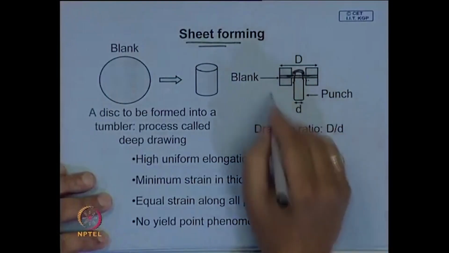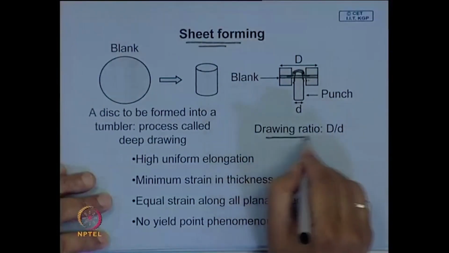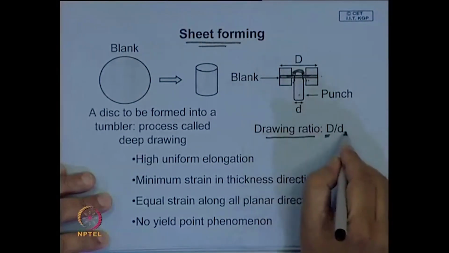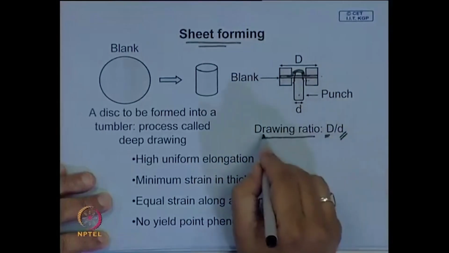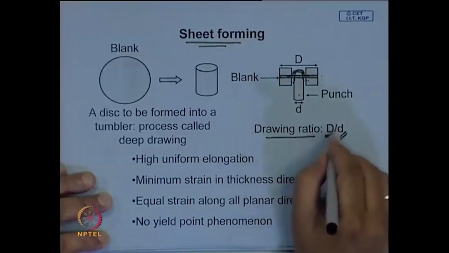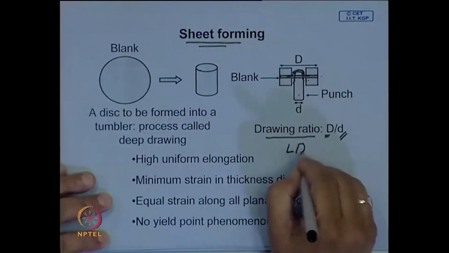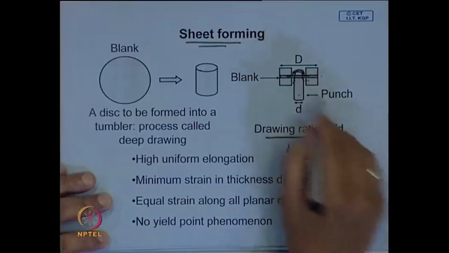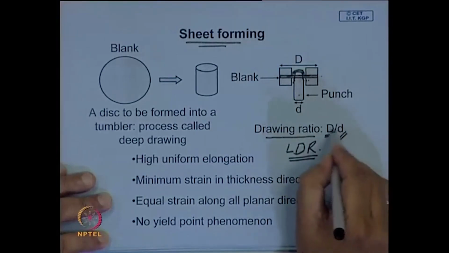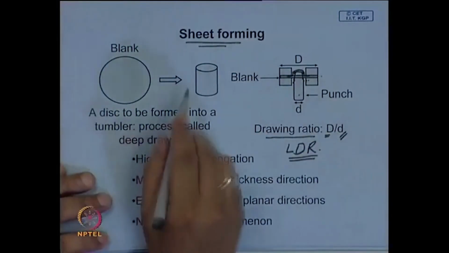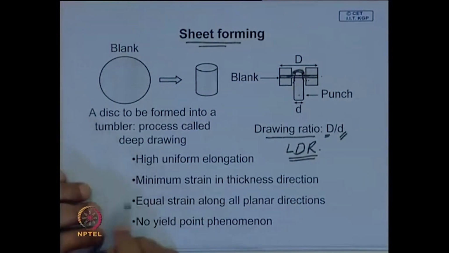And what is done, it is possible to find out the drawing ratio. This is the diameter of the blank, capital D, diameter of the punch is small d, and this ratio is called drawing ratio. And you can try to find out the limiting drawing ratio, LDR. So, how much can you draw? Initially you see how large this ratio can be. If it is larger, that means it has good deep drawability.